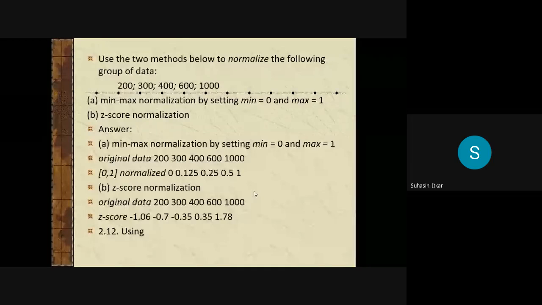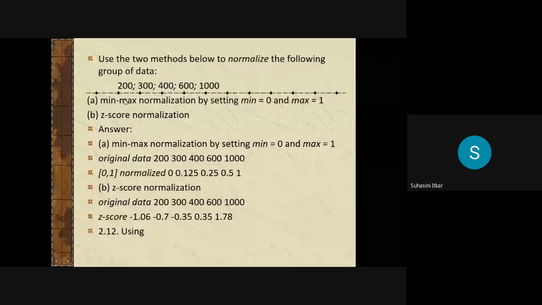Just a minute, I will share. Okay, fine. Now is it visible? Yes, ma'am. Okay, fine. So write down the data set.